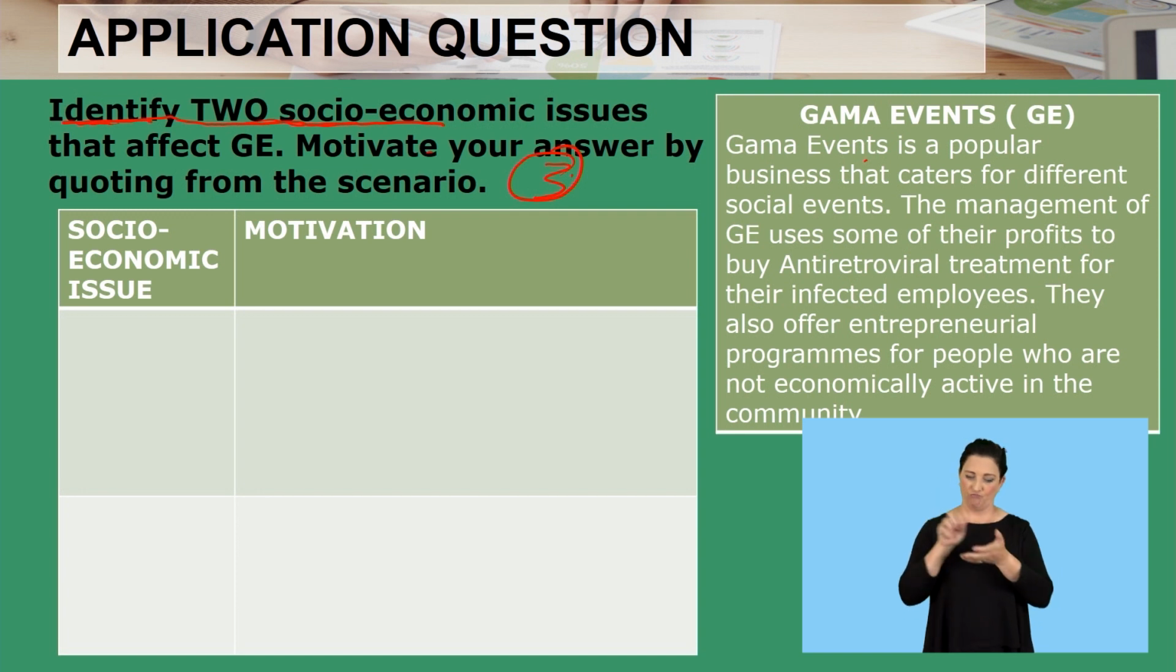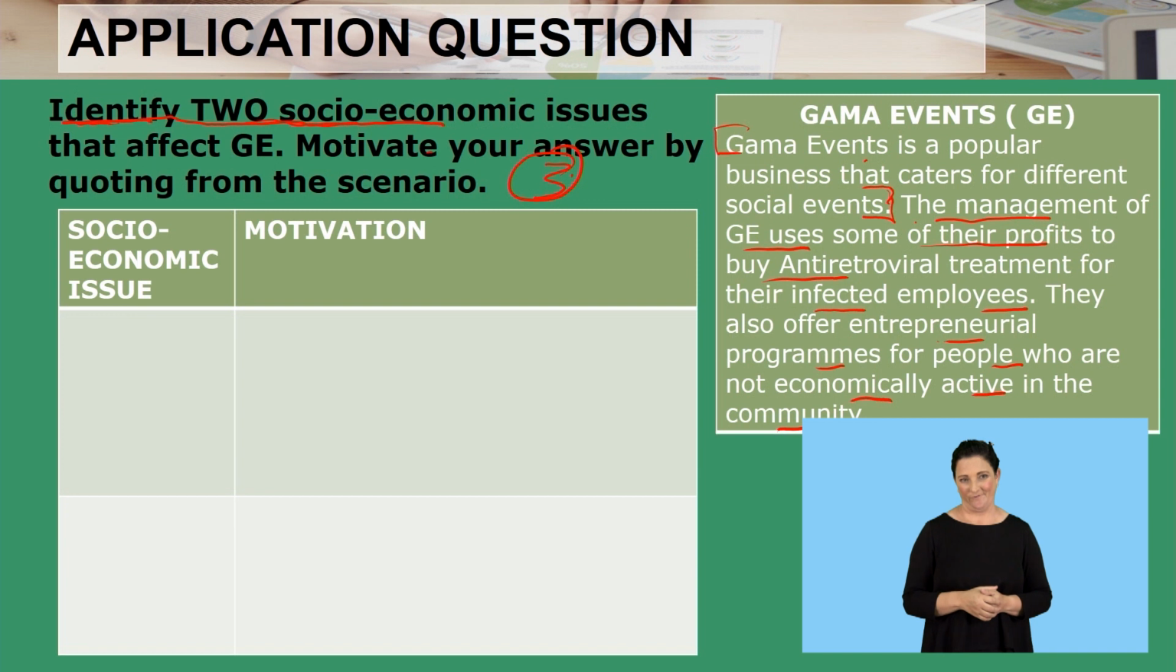Now, the first part of your scenario, in most cases, is going to be the details of what the business is doing, what the business is selling. And then the sentence after that can have a potential answer, because we are saying the management of Gamma Events uses some of their profit to buy antiretroviral treatment for their infected employees. They also offer entrepreneurial programs for people who are not economically active in the community.